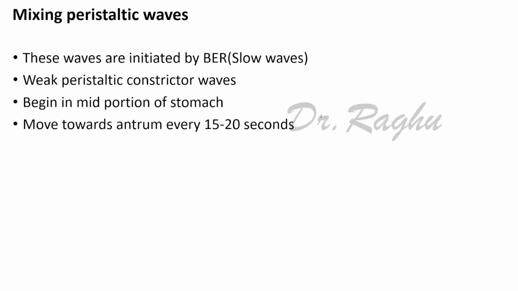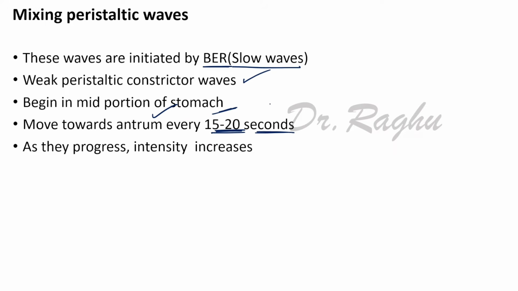Next, there is a very interesting movement which occurs in the stomach, called the mixing peristaltic waves. Remember that these waves are initiated by the so-called slow waves, which I told you are also called the basic electrical rhythm. So what are these mixing peristaltic waves? These are weak peristaltic constrictor waves which begin in the mid portion of the stomach, and then move towards the antrum every 15 to 20 seconds.